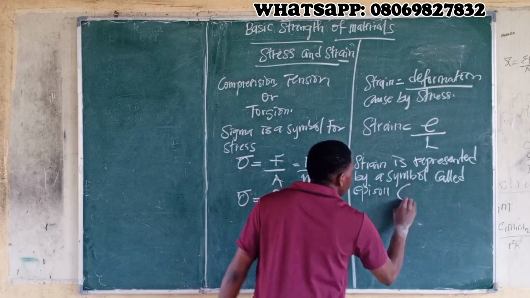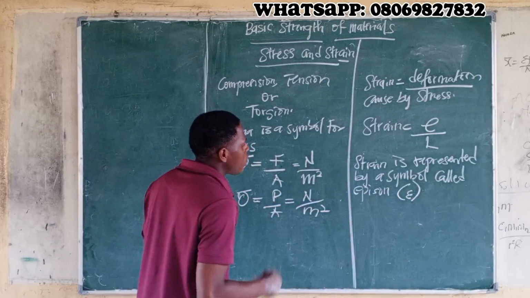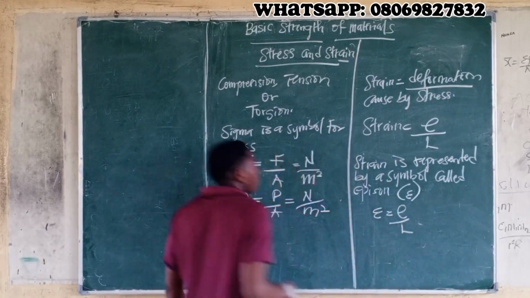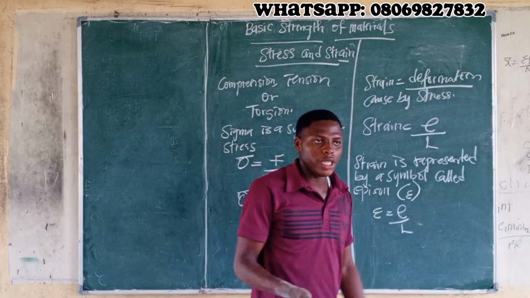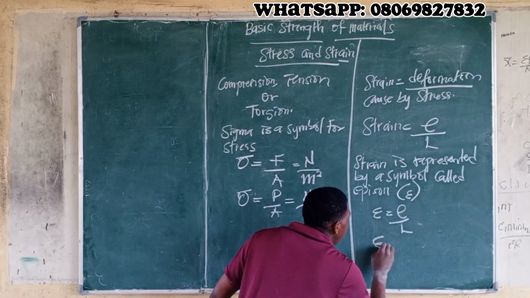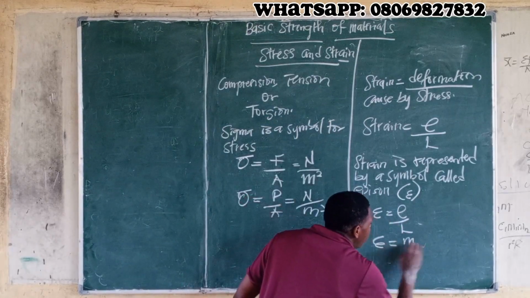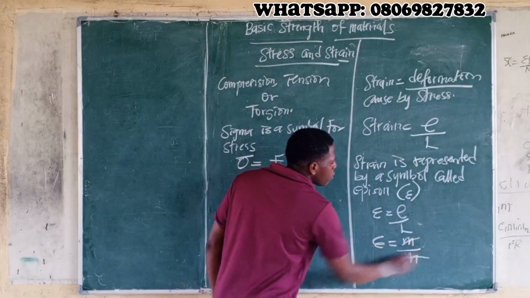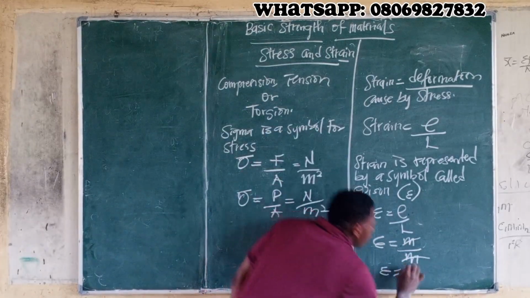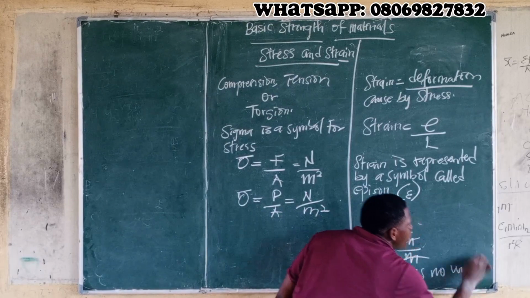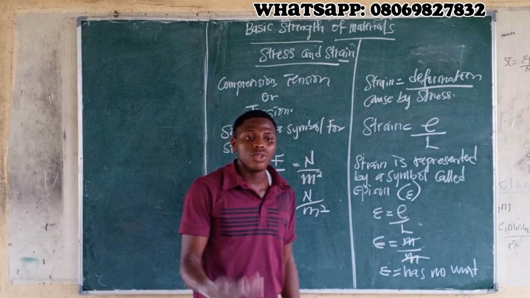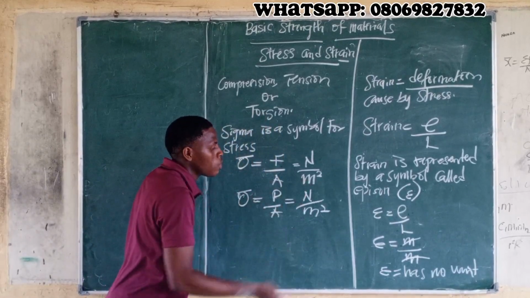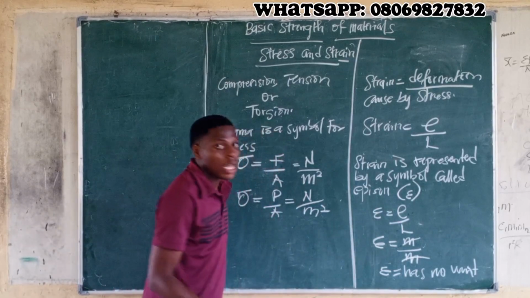Now, what is that symbol? This is epsilon. So we can say epsilon is equal to extension over length. Now, what is the unit for strain? Epsilon is equal to meter over meter, because extension is measured in meter and length is measured in meter. So the meter cancels the meter, and epsilon has no unit. Strain has no unit. If you are asked what is the unit for stress, the unit of stress is Newton per meter square. And the unit for strain? It has no unit.